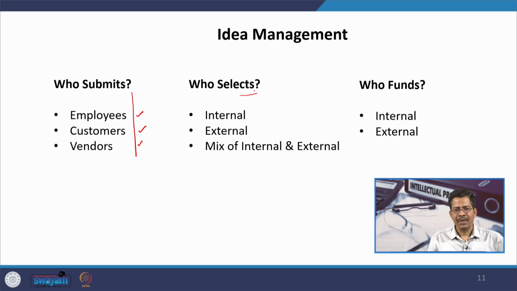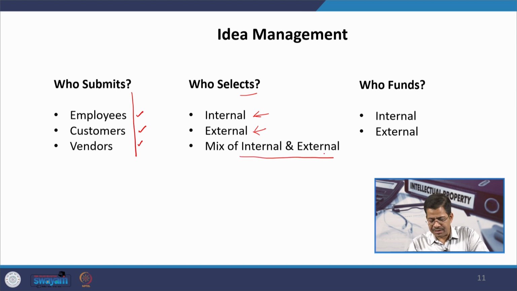Who selects, how the ideas submitted by employees, vendors, customers, public, etc. are filtered to the next stage. It can be entirely by the internal members, there can be external members, and there can be a mix of internal and external members. So, you should have a well defined policy on how ideas are selected for the next level of implementation.